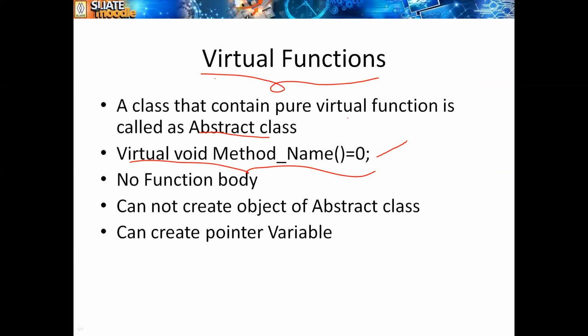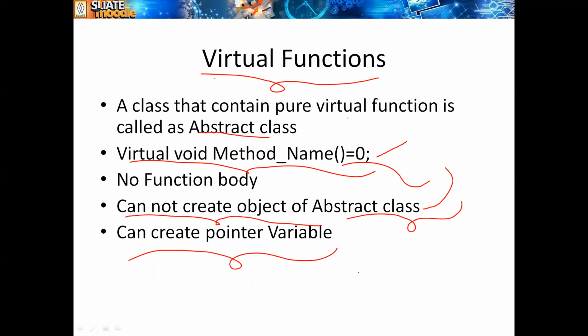If a class has a pure virtual function, it is called an abstract class. There is no function body. It is very important that we cannot create an object of an abstract class. If we have a method like this in the class, it automatically becomes an abstract class. An abstract class cannot create an object, but can create a pointer variable.